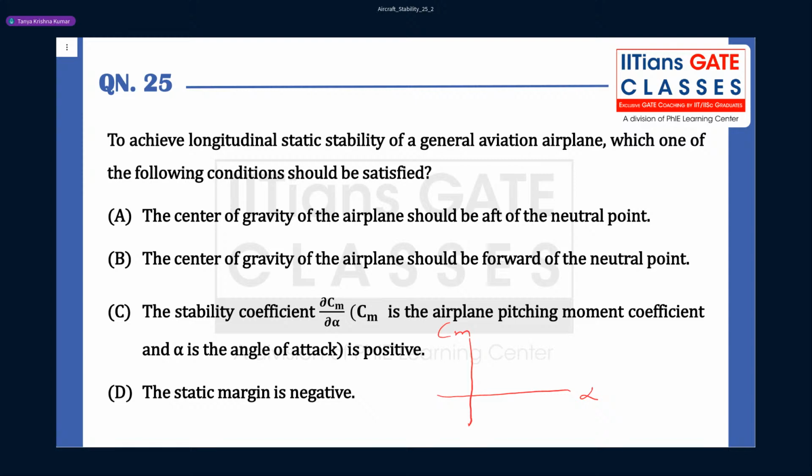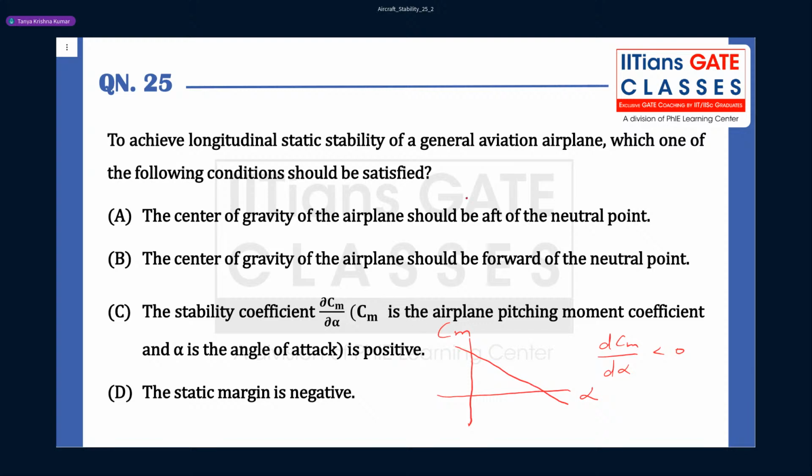For a statically stable aircraft in the longitudinal sense, this graph will have a negative slope. What does this mean? Your Cm alpha, or dCm upon d alpha, is less than 0 for a stable aircraft. So let's look at the options. The point C shows that Cm alpha should be positive, but it should be negative. Which of the following conditions should be satisfied? So C is wrong. Your Cm alpha should always be negative. This was the first and foremost condition that we had seen, correct?